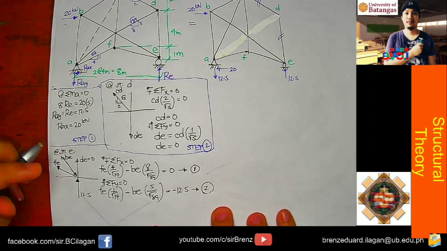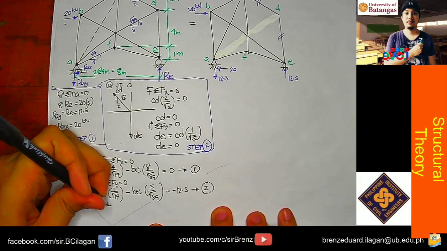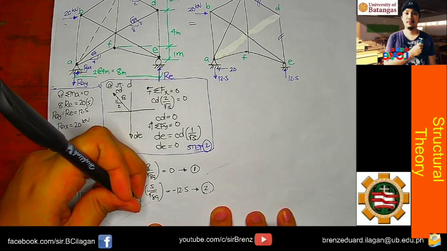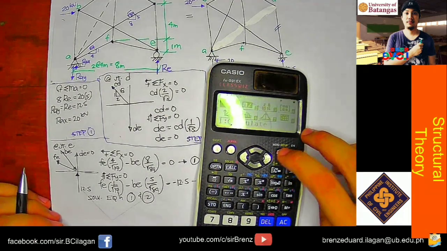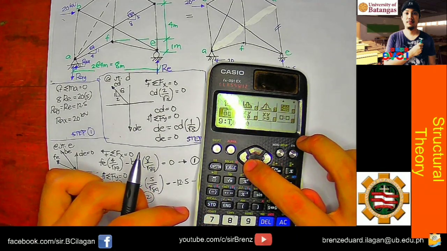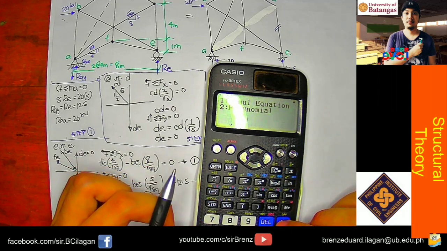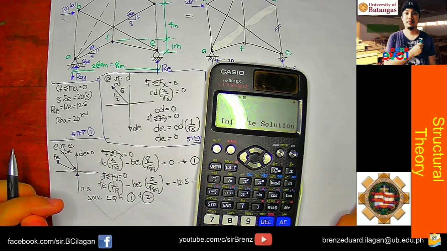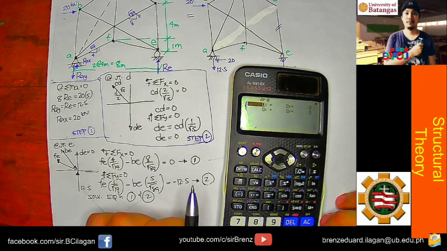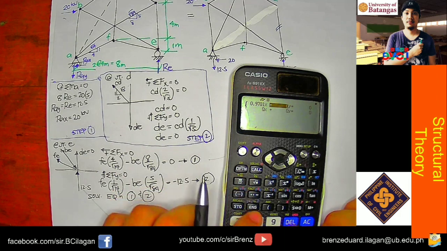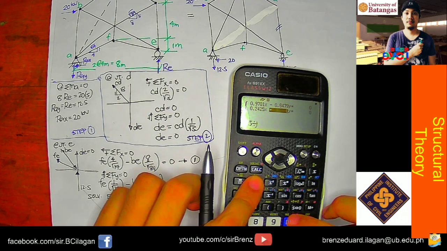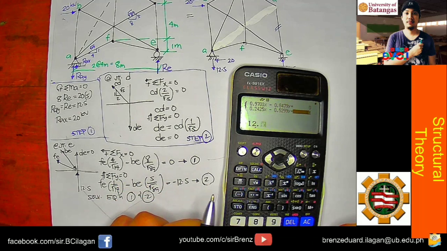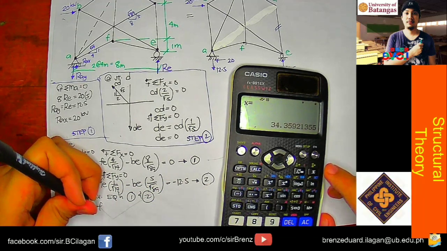So, when we solve equation 1 and equation 2, gamitan mo lang ng calcu. So, mode to equation 2 unknown. So, mode alpha yata yun. Ito. Mode A, simultaneous equation, number of unknowns, 2. So, input mo lang 4 divided by square root of 17. And then negative 8 divided by square root of 89. And then 0. And then 1 divided by square root of 17. Then negative 5 divided by square root of 89. And then negative 12.5.